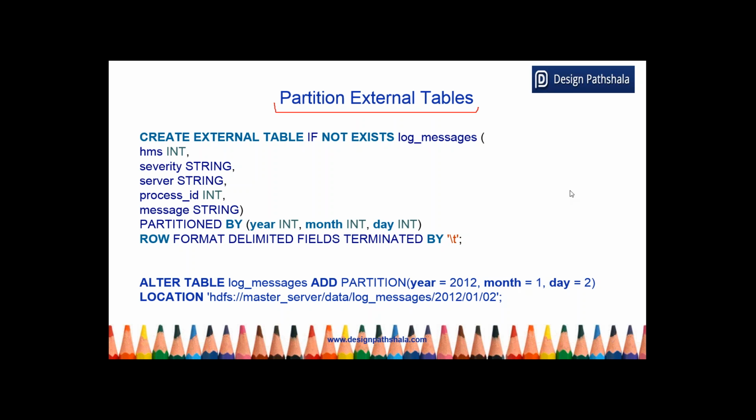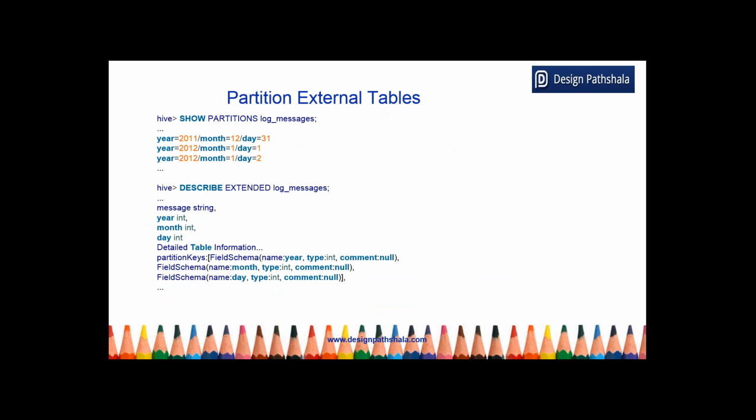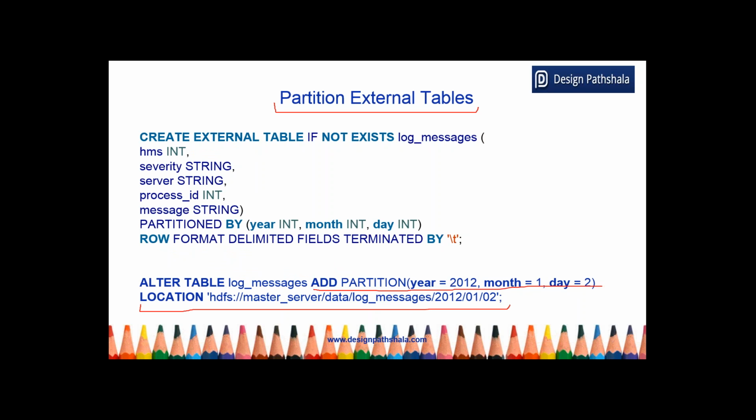So we can add the partitions something like this. Alter table, add partition to this table, and the location of that partition in your HDFS. Can you repeat the last slide, please? So what I'm showing is this is how you can add a partition to a given table.